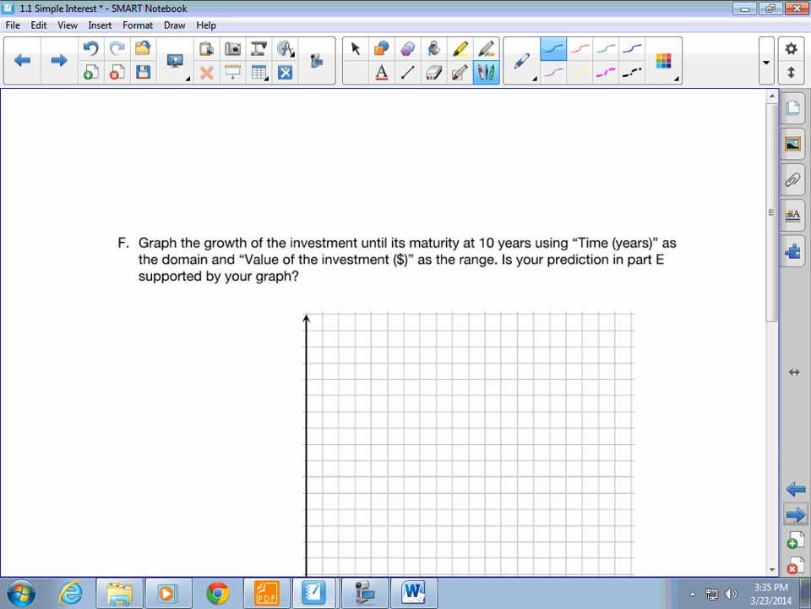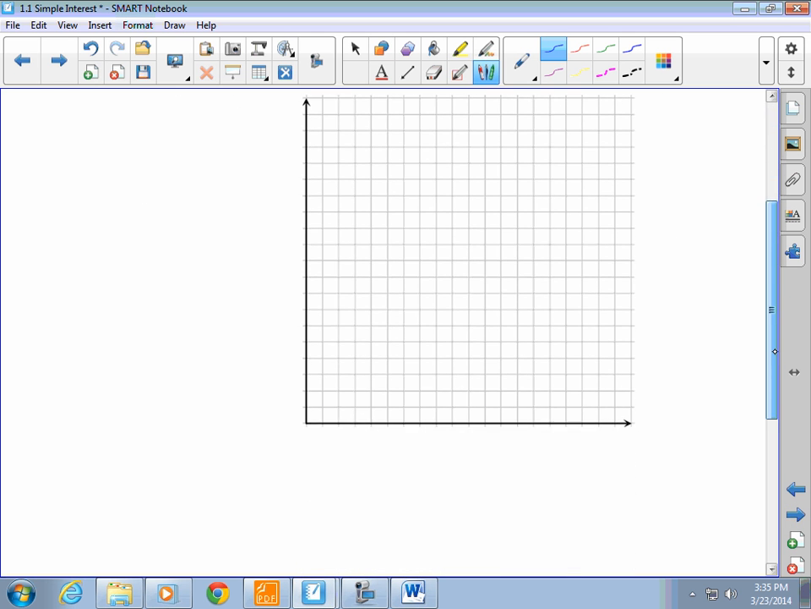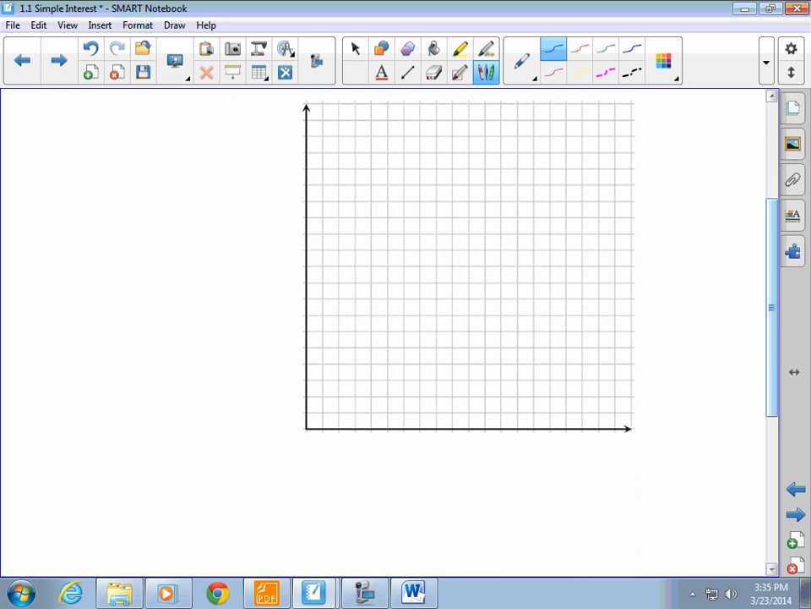Okay, F says, graph the growth of the investment until its maturity at 10 years using time and years as the domain and the value of the investment in dollars as the range. Is your prediction in part E supported by your graph? So if we do this, our domain, our X values here, is our time in years. And our range is our value, or our Y values of investment.